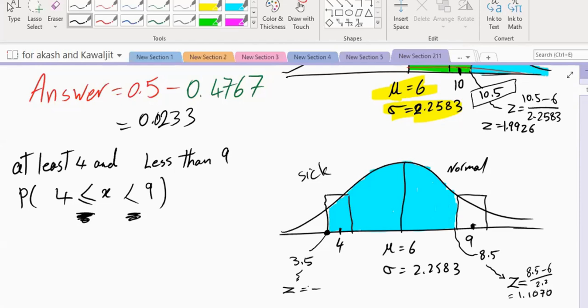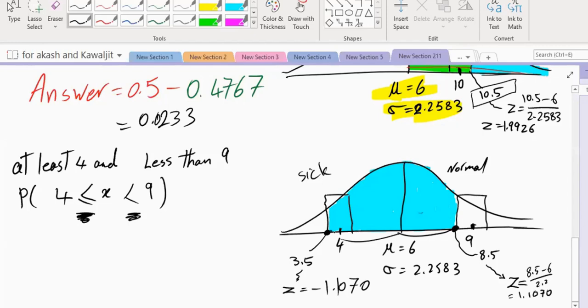Minus 1.1070. Really? Yes, 1.1070. Oh, beautiful. So these two areas are identical, right? These two areas are the same because this point and this point are the same distance to the center.